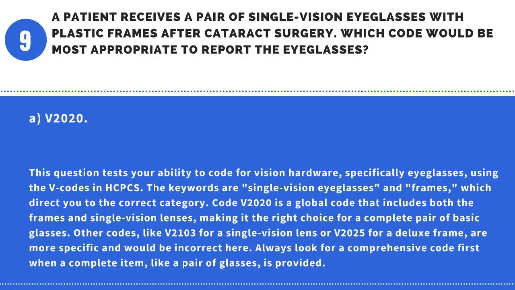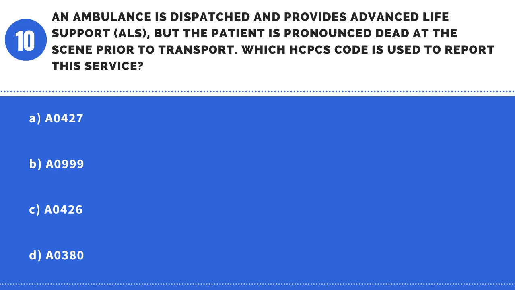HCPCS. The keywords are single vision eyeglasses and frames, which direct you to the correct category. Code V2020 is a global code that includes both the frames and single vision lenses, making it the right choice for a complete pair of basic glasses. Other codes, like V2103 for a single vision lens or V2025 for a deluxe frame, are more specific and would be incorrect here. Always look for a comprehensive code first when a complete item, like a pair of glasses, is provided. Question 10.